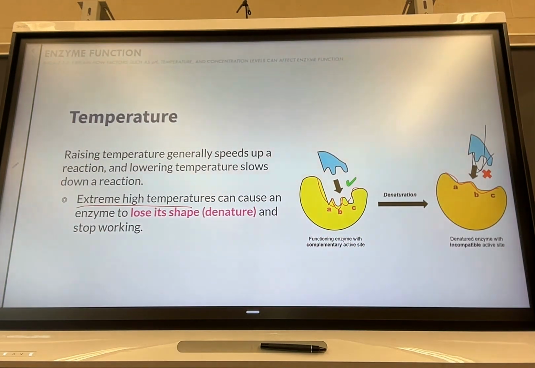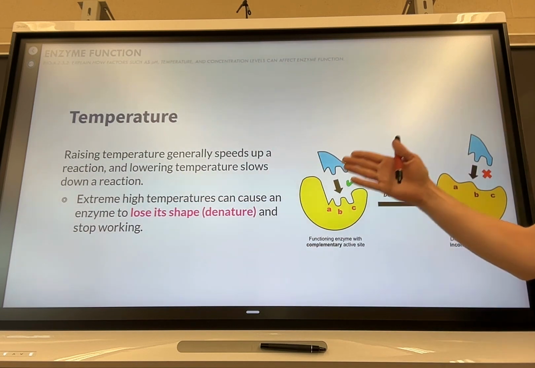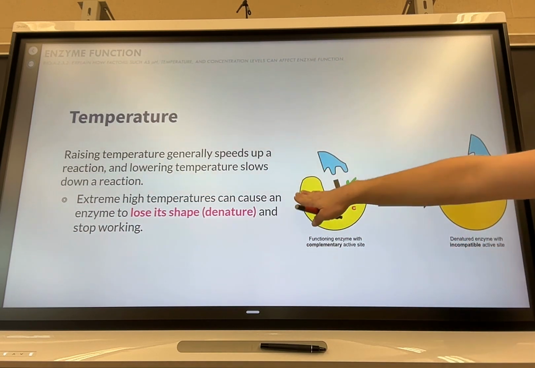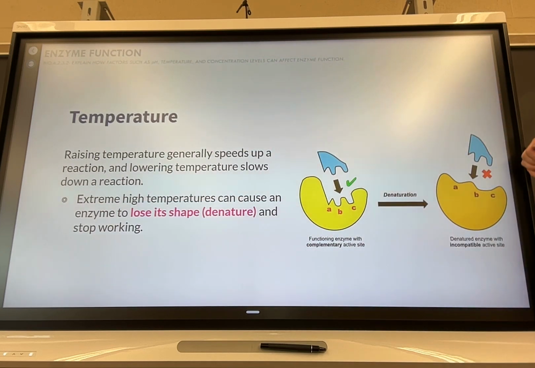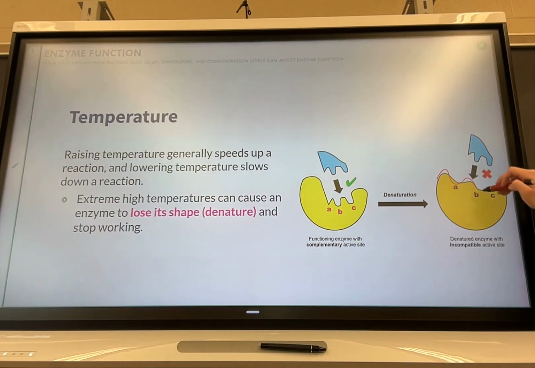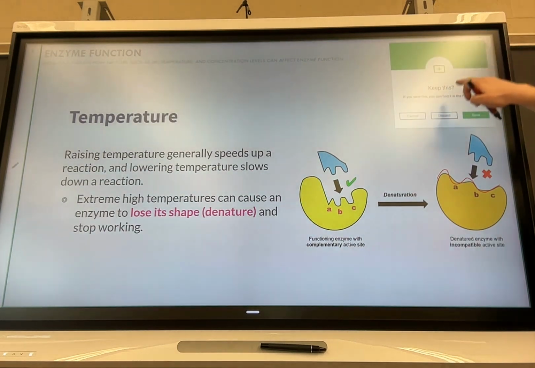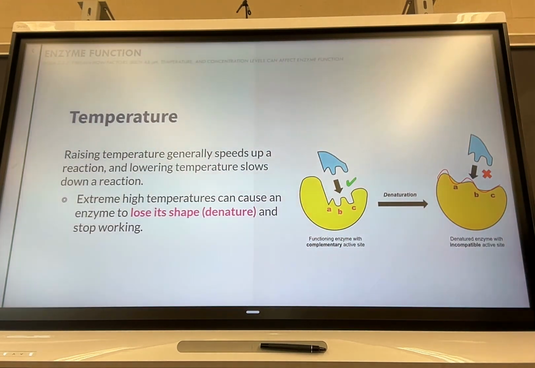We actually just saw this in class. We talked about catalase found in potatoes and how, in our lab, if we heated the catalase enzyme on the hot plate and boiled it, the enzyme actually stopped working. All of our data was showing that there was no activity from the enzymes because we essentially just cooked them. We made them lose that shape, which means they weren't able to catalyze the reaction.